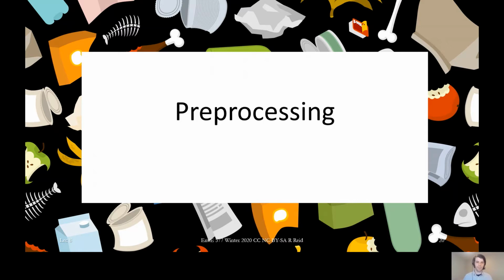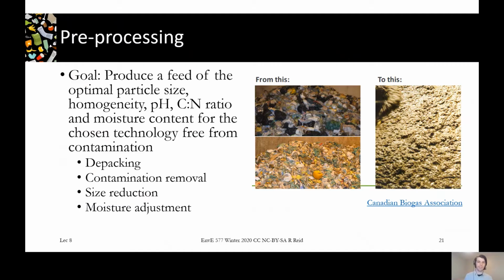So our first step after receiving the material is pre-processing it. As I mentioned, for wet AD, there'll be a lot more contamination reduction in the pre-processing step. For dry, stackable, or slurry systems, there'll be more at the back end. But for both of them, we want to have a nice homogeneous mixture going into our process.